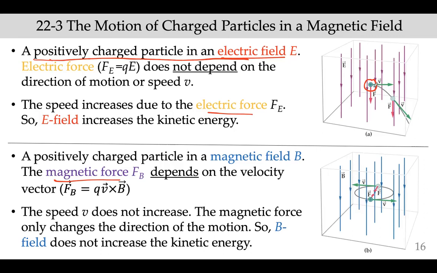Now, what happens? So what is the force on that charged particle? If you can remember the formula, the direction of the electric force is basically in the direction of the electric field for a positively charged particle. So the electric force is in the down direction because it's the direction of the electric field.